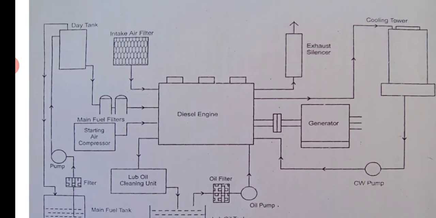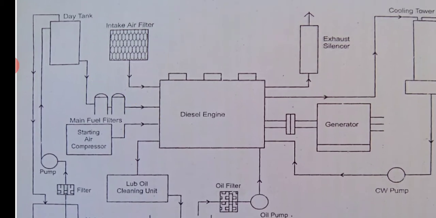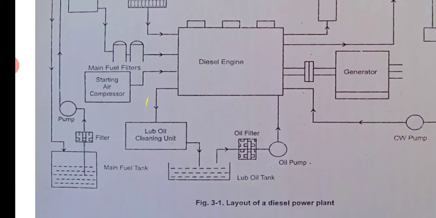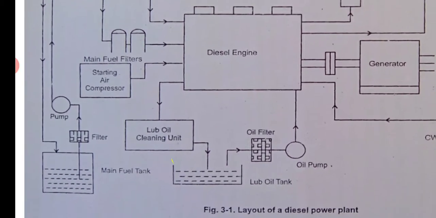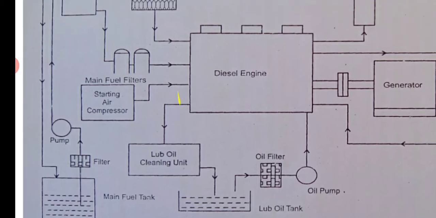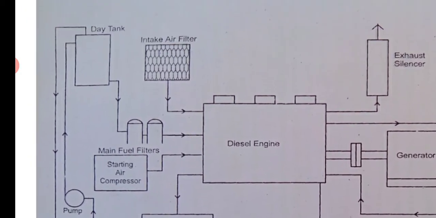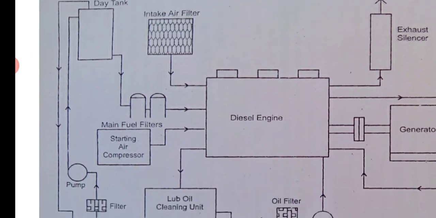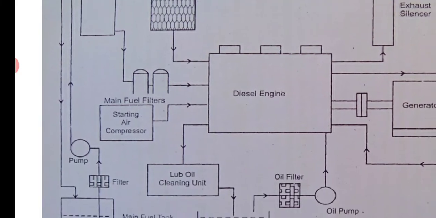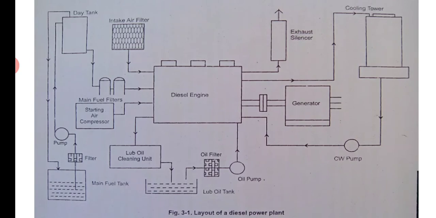Okay, then from the day tank it comes to the filters and the fuel goes to the engine, and in the bottom you can see the main fuel tank. In the main fuel tank there is a filter and a pump which goes to the day tank, and from the day tank by gravity it comes to the diesel engine.